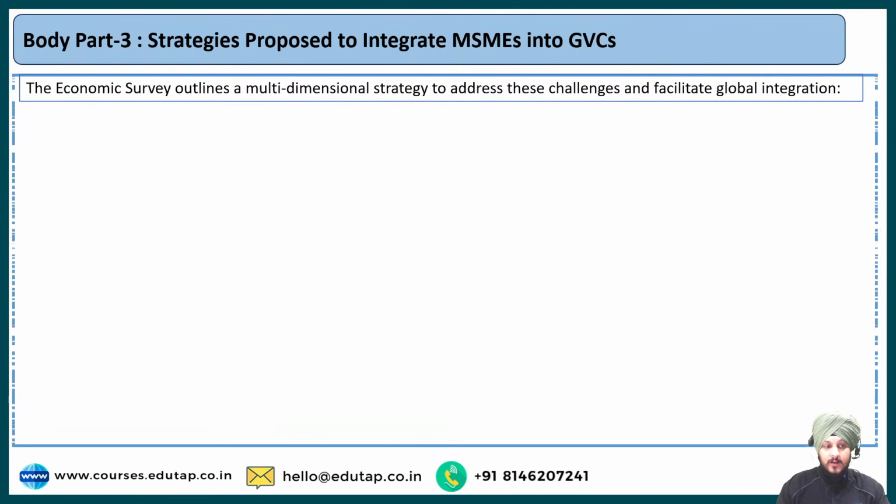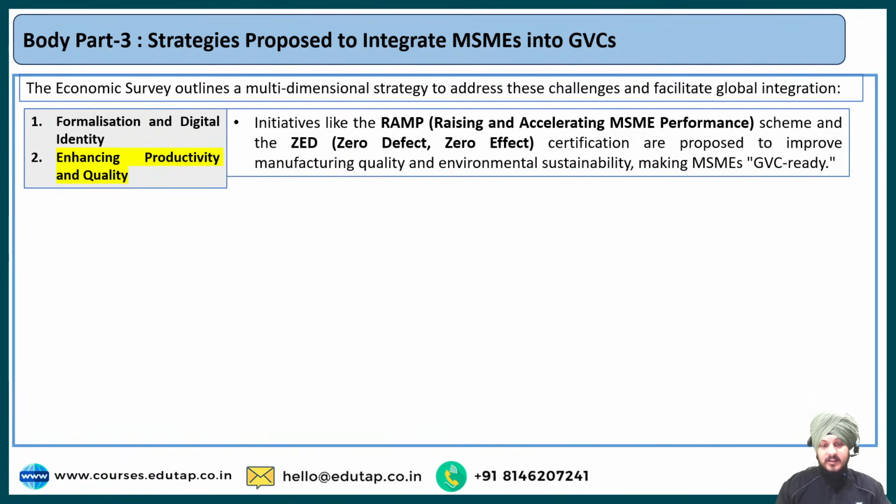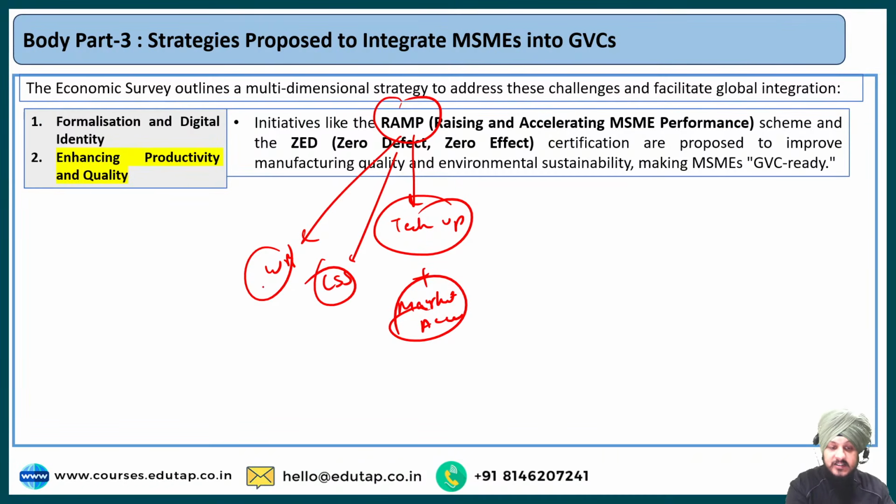And over here, the economic survey says that the Udyam portal has played a very important role. The second point is regarding enhancing productivity and quality. The economic survey says that initiatives like RAMP, which means Raising and Accelerating MSME Performance. Let me tell you that this RAMP is an initiative that basically focuses upon technological upgradation of the MSMEs and also improving their market access, right? And let me also tell you that this RAMP is supported by the World Bank, right? And it is a central sector scheme. So you can see the relevance of this RAMP.